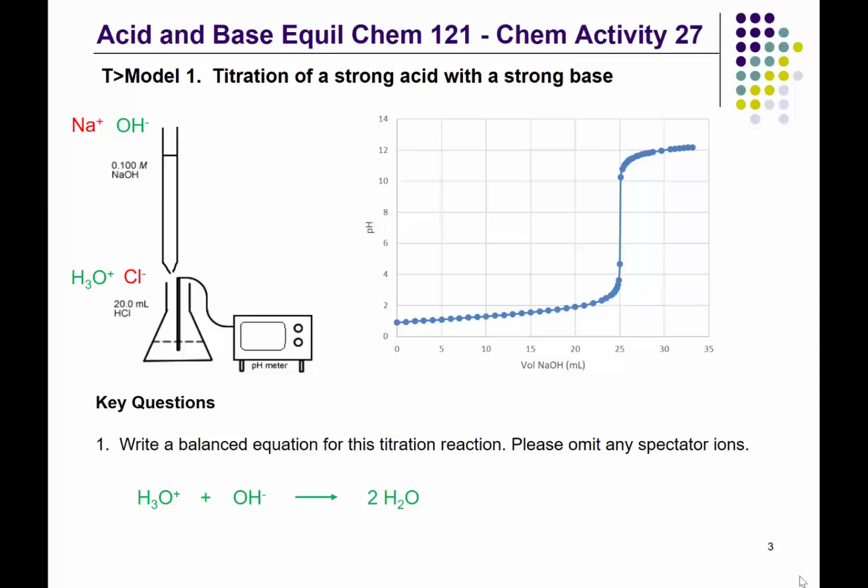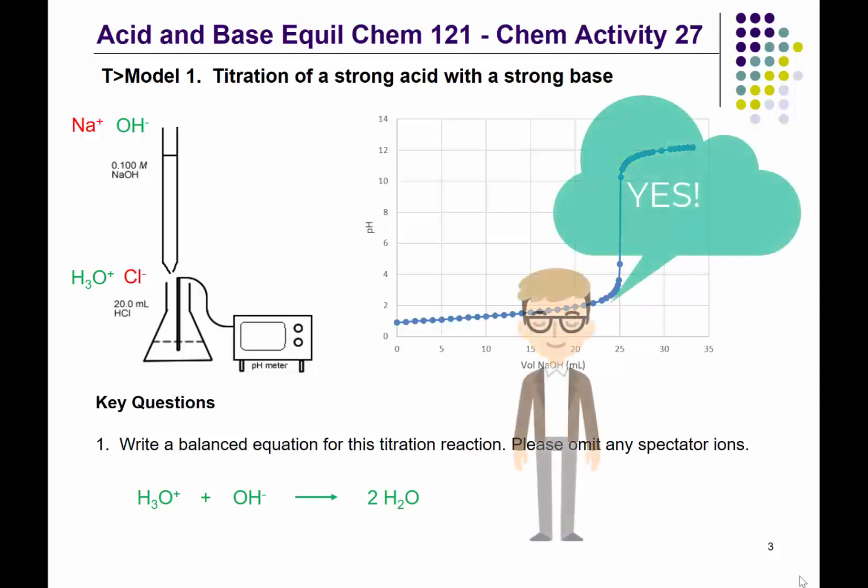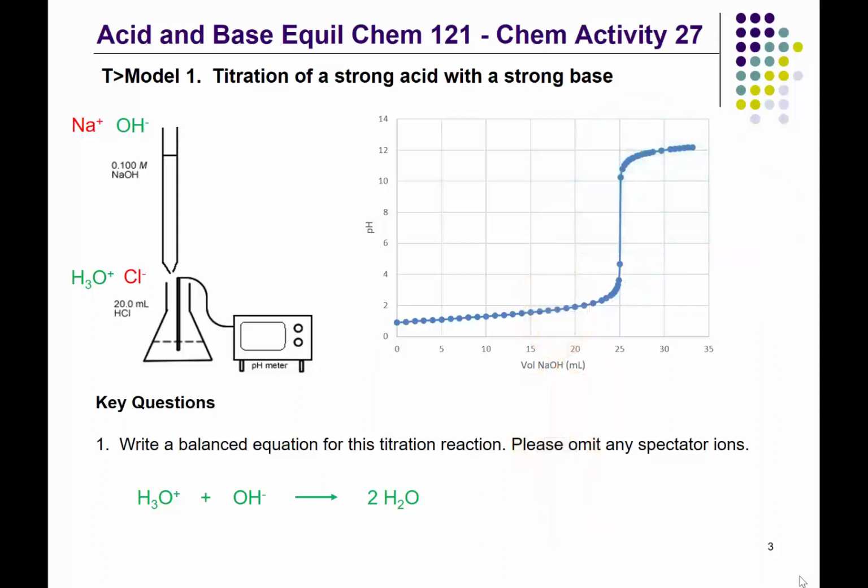Does this simple equation apply to all strong acid and strong base titrations? The answer to this question is yes, for sure. This is because all strong acids will have negligible conjugate bases, and all strong bases will have negligible conjugate acids. Therefore, there will always be these spectator ions that we do not need to include in this balanced equation. This is the only thing that's ever going on for this kind of strong acid, strong base titration.